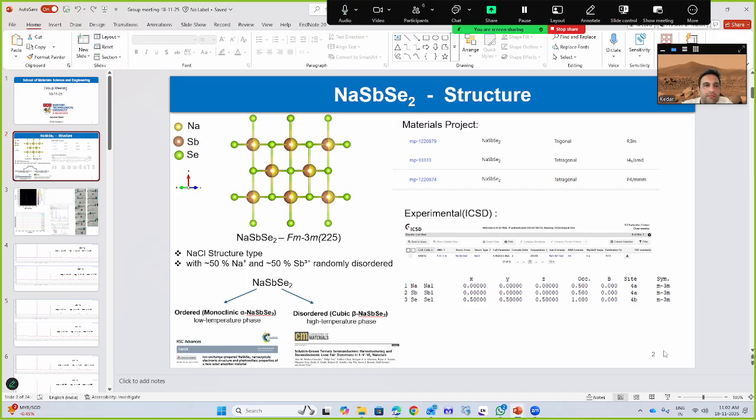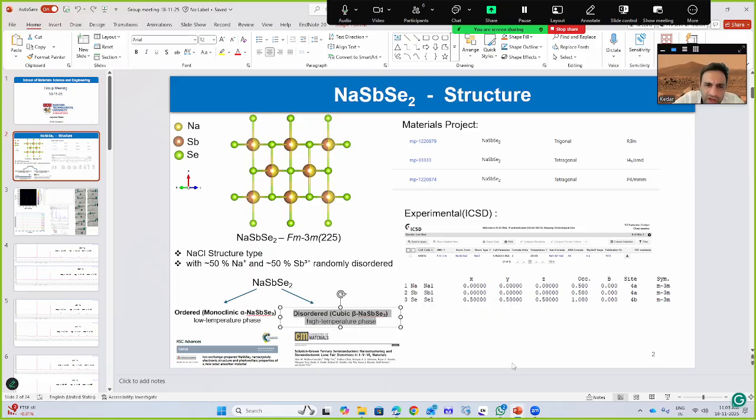So actually, I'm trying to synthesize this sodium antimony selenide structure. The predicted structure is something like trigonal, and the thermal conductivity is 1.3 or 1.7. But in ICSD, I found the structure is reported with a cubic space group, the same as the NaCl structure type, with sodium and antimony randomly disordered. From the literature, there are two phases: one is the monoclinic alpha phase, and the other is the disordered cubic beta phase.